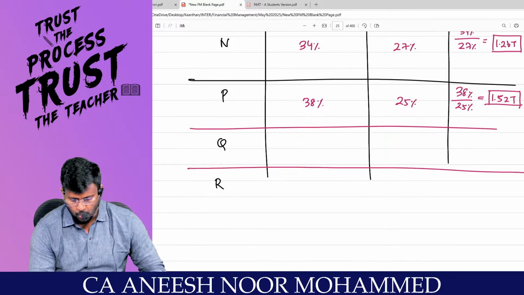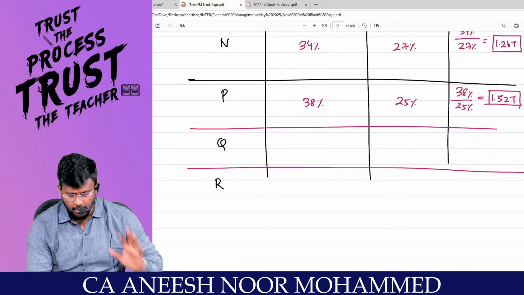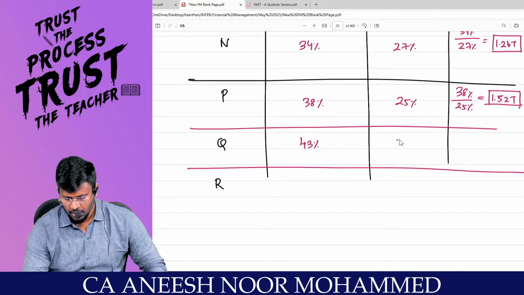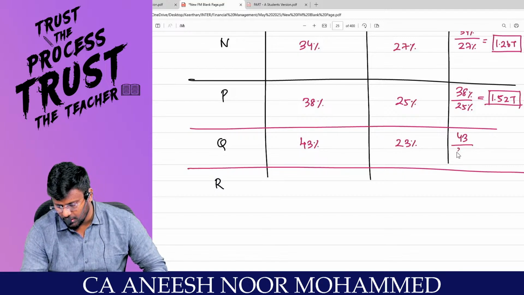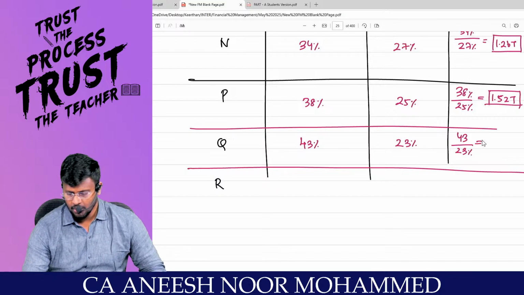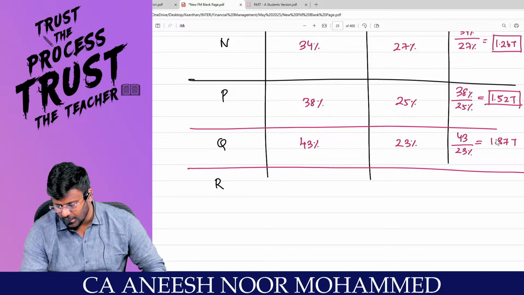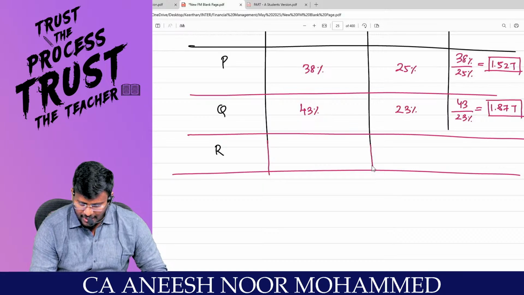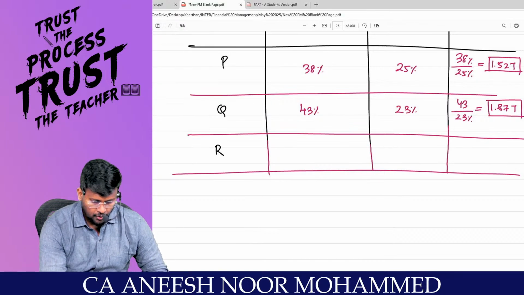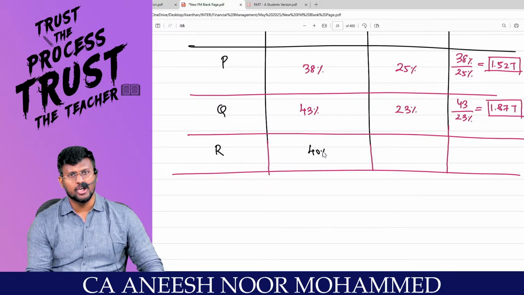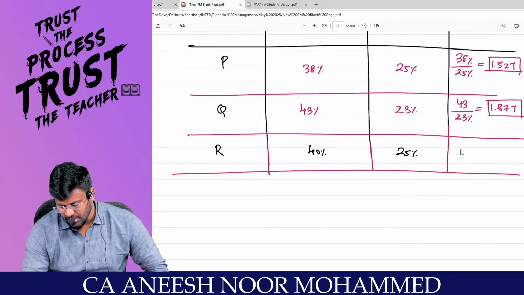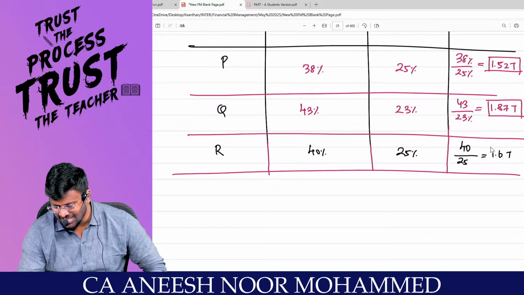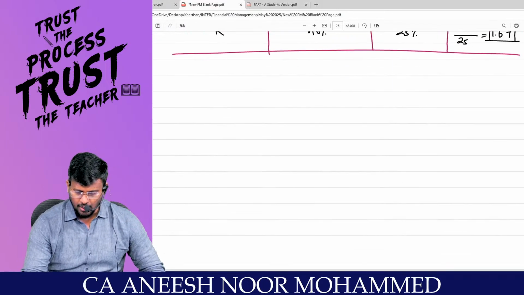The next firm Q, what is the percentage change in EBIT? 43%. What is the percentage change in sales? 23%. So 43 divided by 23 comes to 1.87 times. Comfortable? I'm moving to the last firm. What is the percentage change in EBIT? 40%. What is the percentage change in sales? 25%. So 40 divided by 25 comes to 1.6 times. This is what leverage?